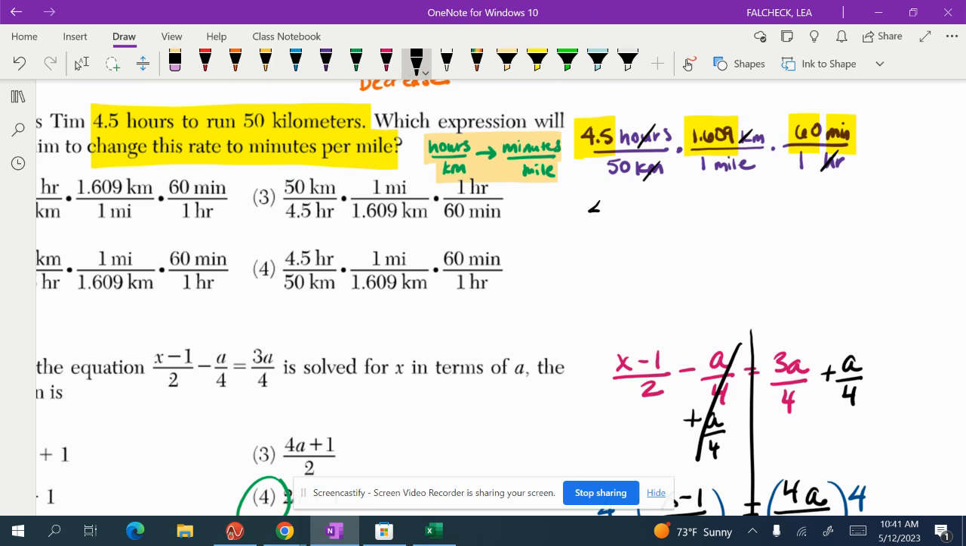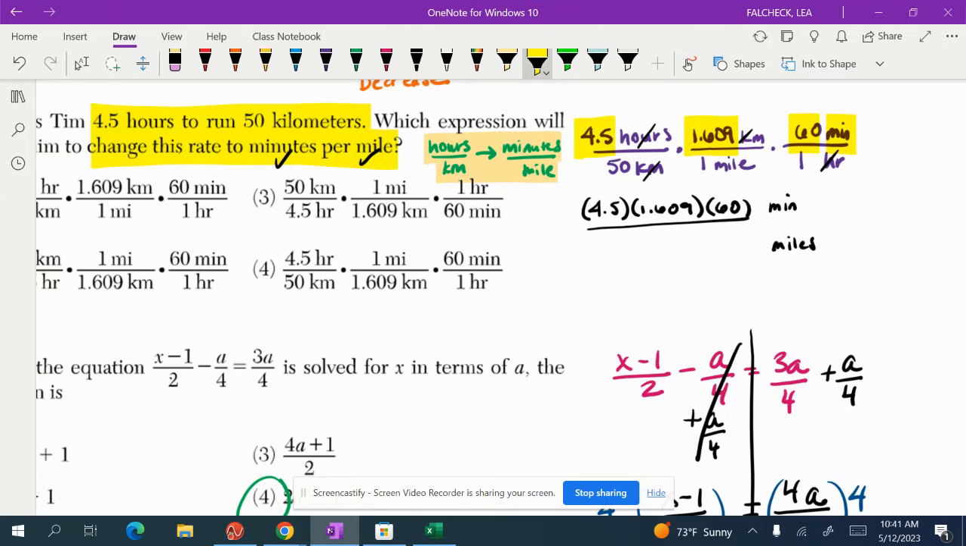So I've got 4.5 times 1.609 times 60. That's going to be my numerator. And then the units in the numerator are going to be minutes, which is exactly what I wanted, right? Minutes per mile. So I want miles down here. If I have miles down here, I know I'm going to be right.